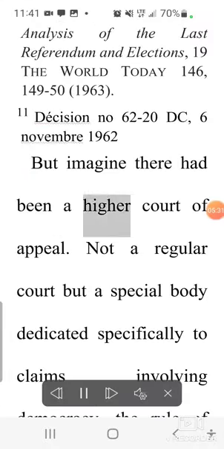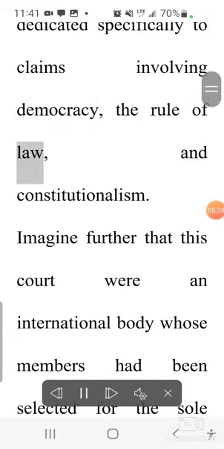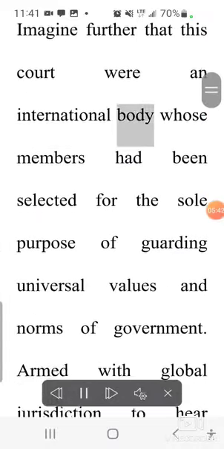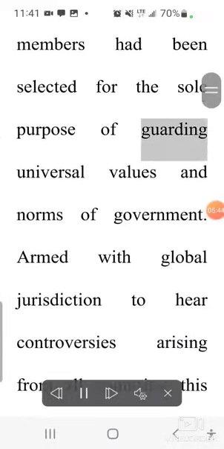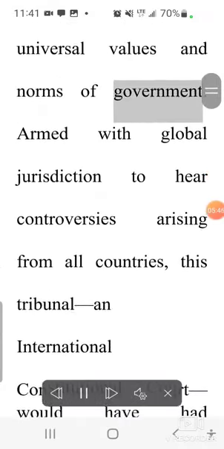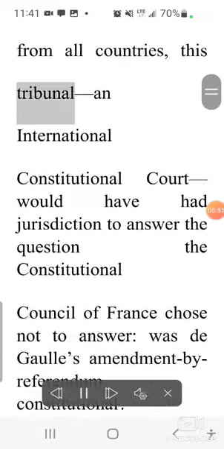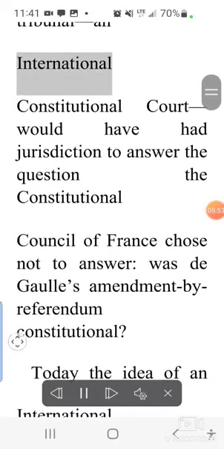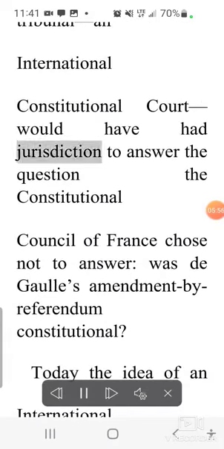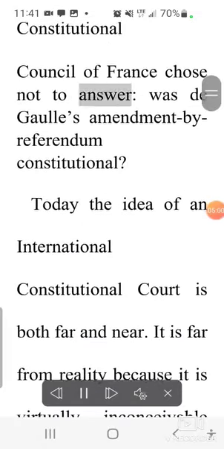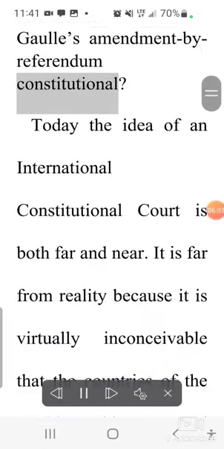But imagine there had been a higher court of appeal. Not a regular court, but a special body dedicated specifically to claims involving democracy, the rule of law, and constitutionalism. Imagine further that this court were an international body whose members had been selected for the sole purpose of guarding universal values and norms of government. Armed with global jurisdiction to hear controversies arising from all countries, this tribunal, an international constitutional court, would have had jurisdiction to answer the questions the Constitutional Council of France chose not to answer. Was de Gaulle's amendment by referendum constitutional?